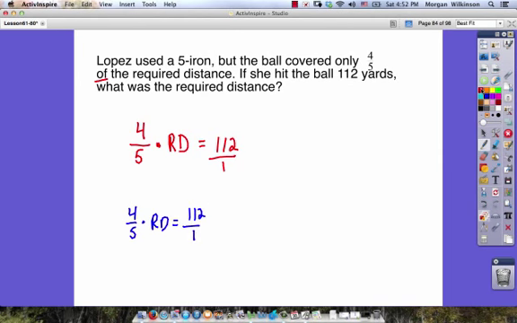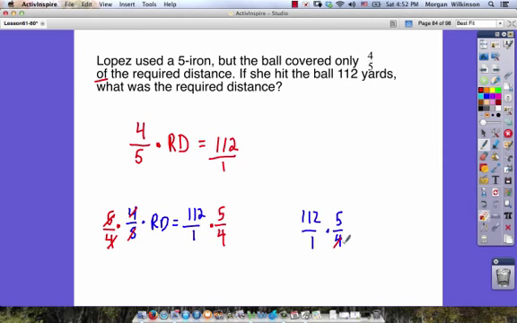In order to find out what our required distance is, we've got to undo multiplication of 4/5, and we're going to do that by multiplying by the reciprocal, because the 5's cancel and the 4's cancel. Now we need to balance everything out. We're going to multiply by 5 over 4, and then we can figure out what our answer is. Let's simplify before we multiply. We get 112 over 1 times 5 over 4. And now let's cut both of our numbers in half.